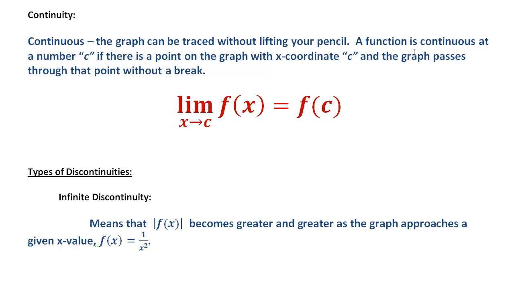A function is continuous at any number, the number c, if there's a point on the graph with the x-coordinate c and the graph passes through that point without a break. So the point has to exist first off. So when you substitute that value of x in and you crunch the numbers through the equation, you will get an output of y value. So there must be a point c as reference on the graph. And as you approach, when you substitute in that value, you will approach a given value for the function.